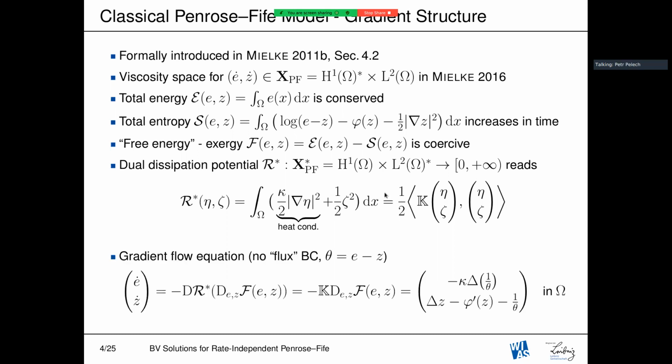And why is it a gradient structure? Because the rates are given by the differential of the driving functional, exergy in our case, and then the differential has to be mapped from the dual space, the cotangent space, to the tangent space. So this is in quadratic case nothing but, where we have Hilbert space structure, the Riesz isomorphism. So using the K notation, that's the equation, and for regular solutions, this is nothing but the classical formulation.